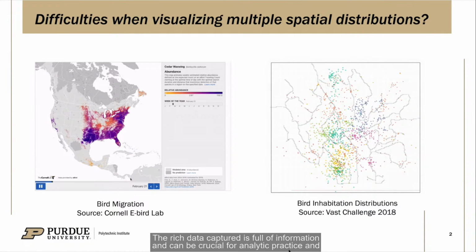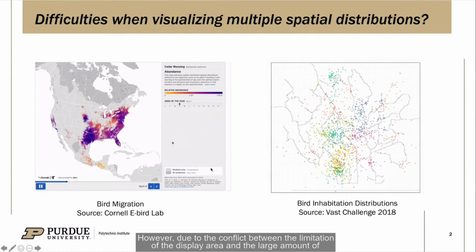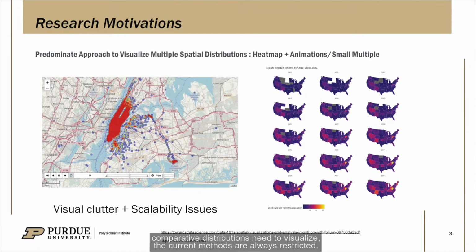The rich data captured is full of information and can be crucial for analytics practice and decision making. Often, people need to determine how a distribution changes over time or compare distributions in multiple instances. However, due to the conflict between the limitation of display area and the large number of comparative distributions that need to be visualized, the current methods are always restricted. The most popular visualization is combining heat maps with animations or small multiple techniques.